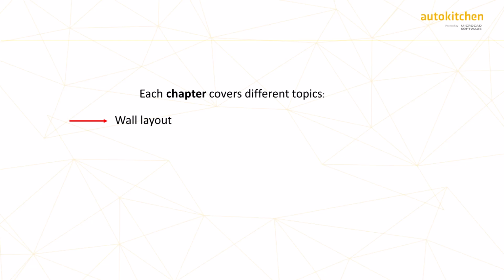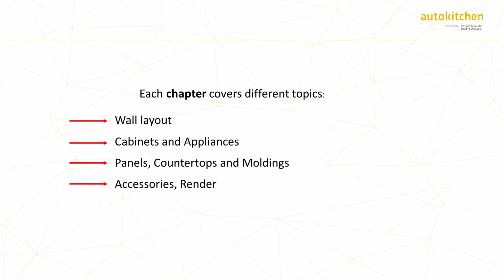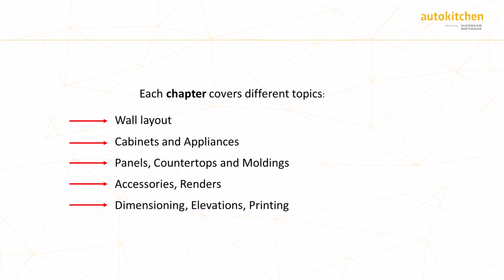The tutorial is divided into several sections. We'll start by drawing the wall layout, then place cabinetry and appliances, then place panels and moldings. At the end, we will accessorize the kitchen and create a couple of color renders. The last section of the tutorial covers printing the floor plan and elevations.